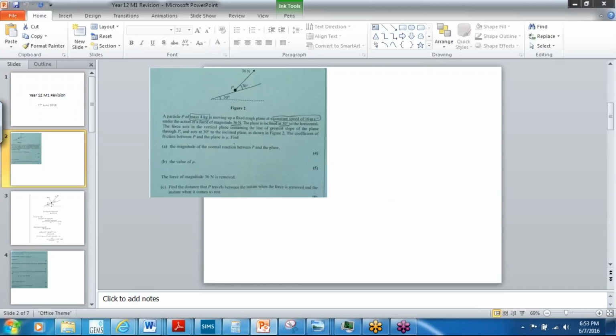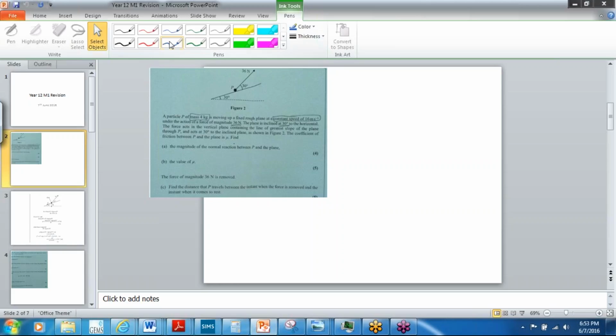Here we have a particle of mass 4 kilograms moving up a fixed rough plane at a constant speed of 16 meters per second. So let's get a diagram here. We've got a 30-degree inclined plane. There's a mass of 4 kilograms, so we'll put 4g down. It's moving up the plane at a constant speed of 16 meters per second.